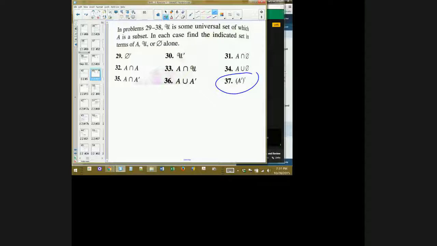Okay, so in this, look at the directions here. It says in problems 29 to 38, the universal set is some universal set of which A is a subset. So A is part of the universal set. In each case, find the indicated set in terms of A, the universal set, or the empty set alone. So 37 says, take the complement of A complement. So you can picture it. Maybe this picture will help.